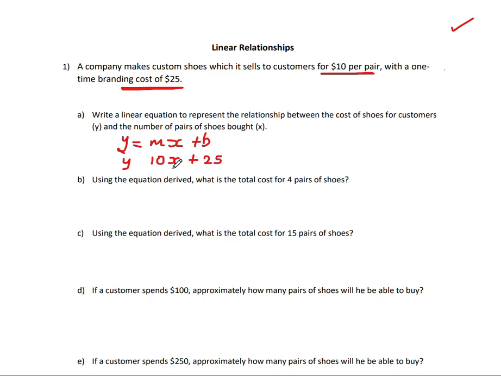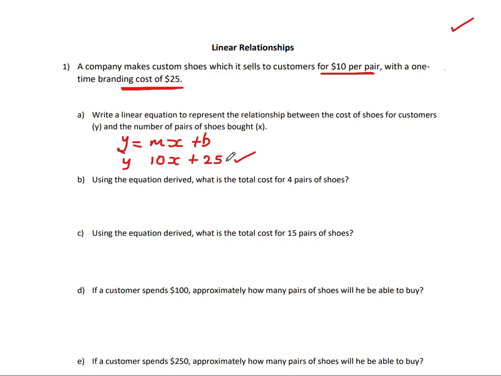So 10x would be our variable cost, reflecting the fact that the more pairs of shoes the customer buys, the more it will cost the customer. So that is why it was logical to use 10 as the coefficient of x, which is the slope, which is the changes that will be generated the more pairs of shoes that are bought. So this is our equation.